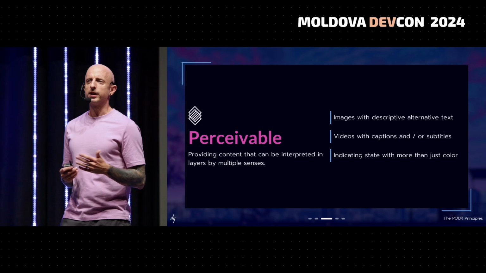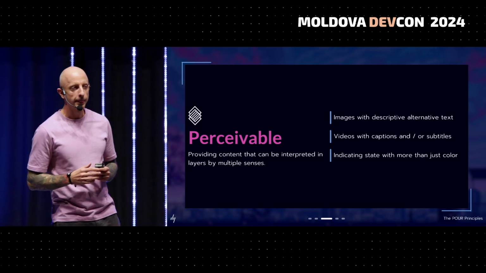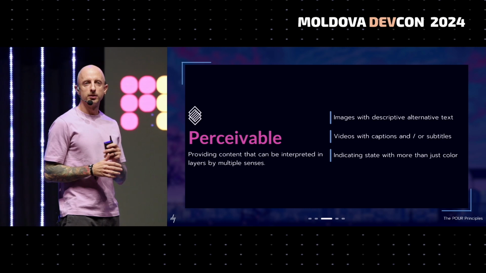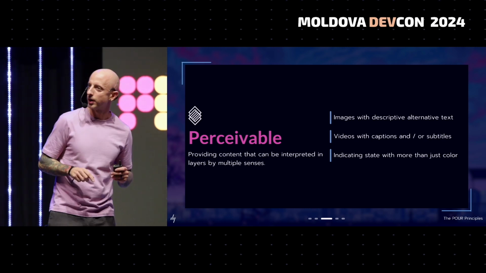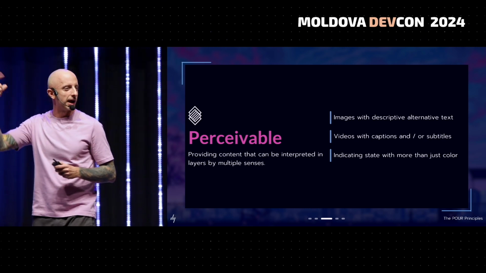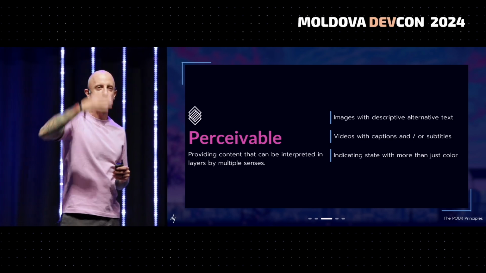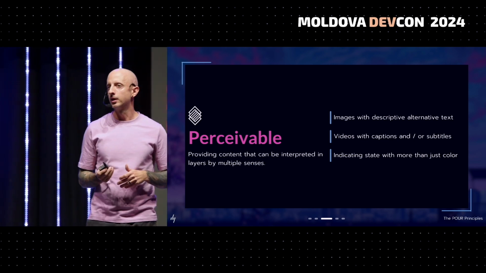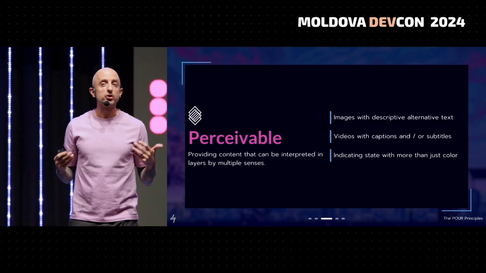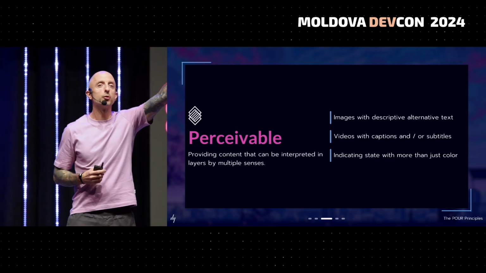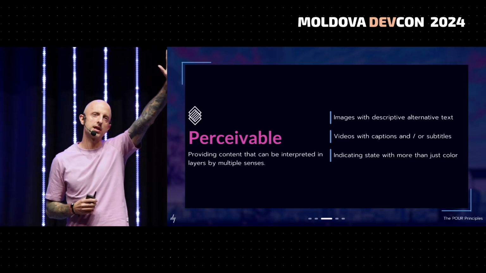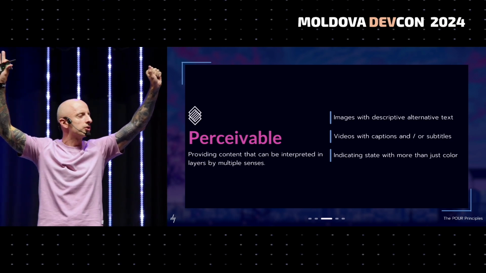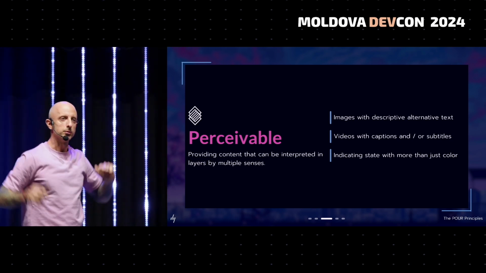Now, the first point here is perceivable. This mostly boils down to communicating in layers. Always think about crosswalks. Crosswalks communicate with iconography, colors, numbers, audio. We're communicating the same information in layers. We can also think about images with alt text. Some people may be able to see and understand the context of this image. Some people might not. So they use the alt text to understand the context of that image.